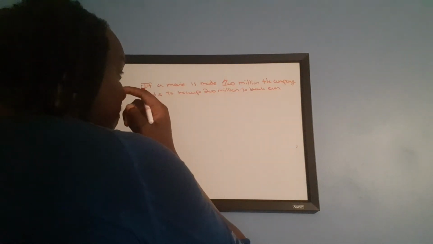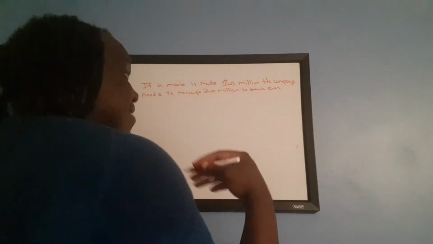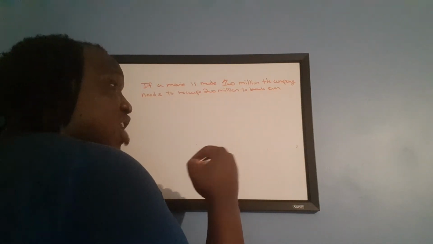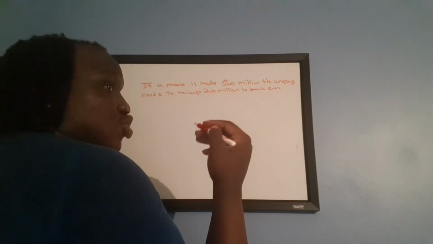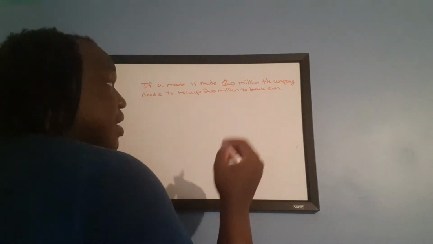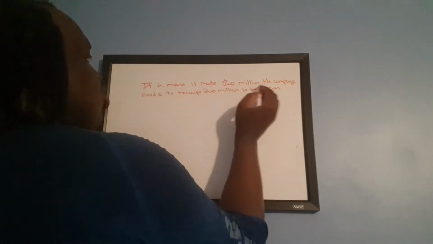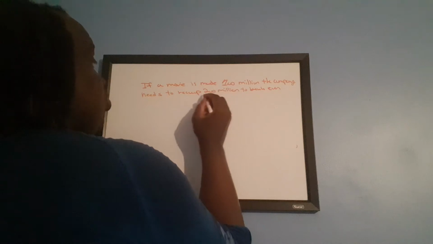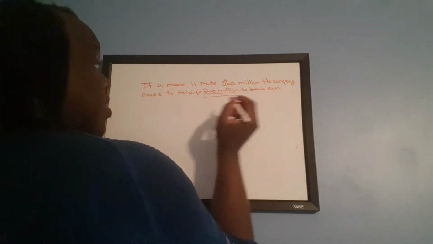To break even, but you also have advertising costs. Advertising costs can cost anywhere from 20 to 100 million dollars. So you've got to keep that in mind, obviously. So if a movie is made for 100 million, the company needs to recoup 200 million to break even.